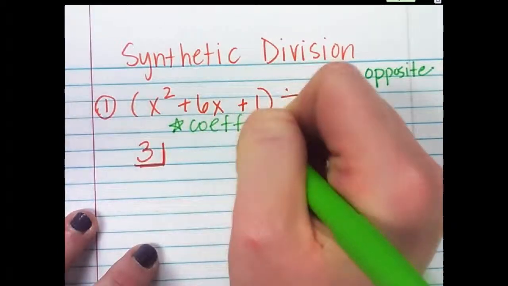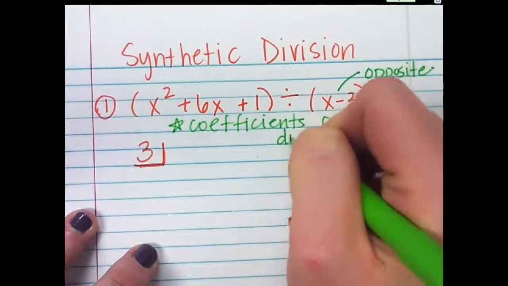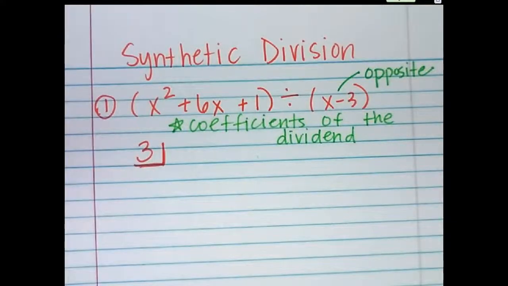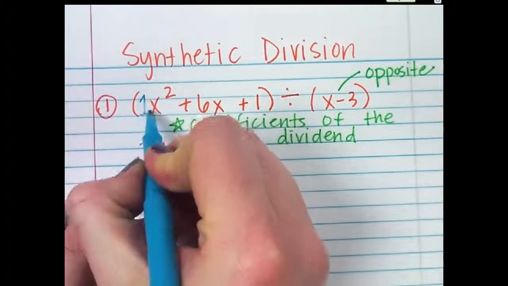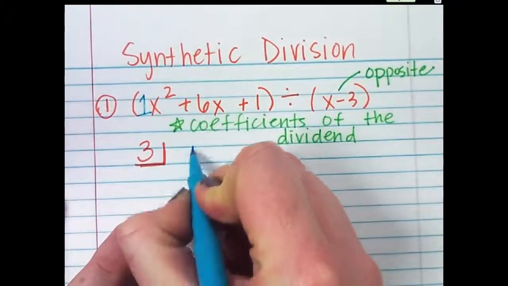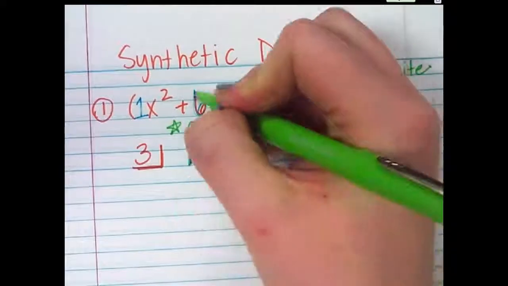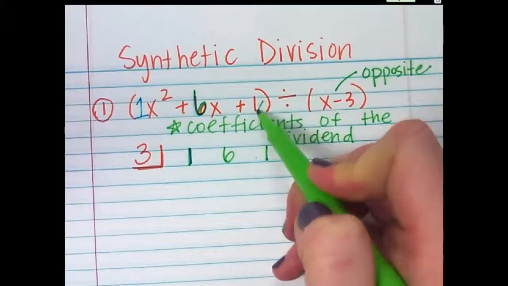Next to the box, I'm going to write above here first the coefficients of the dividend. What is a coefficient? Number in front of the x. So what's in front of this x squared? A 1. So I'm going to put a 1 first. What's my next coefficient? 6. So I put a 6 next. And what's my last coefficient? A 1. Because this is really like an x to the 0.